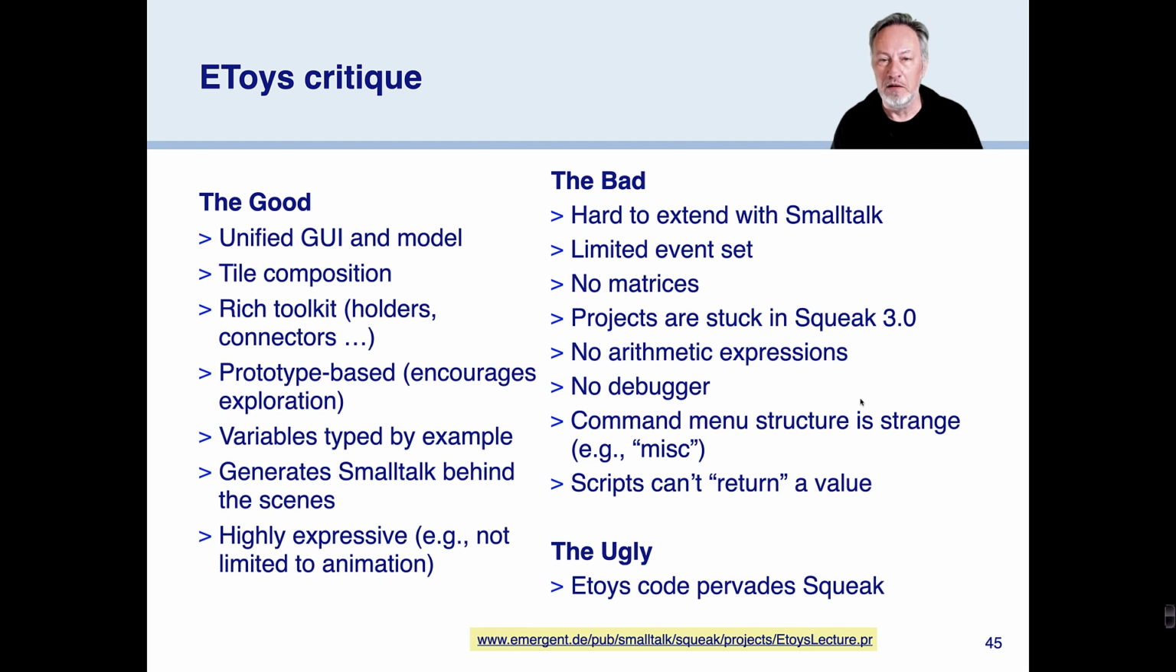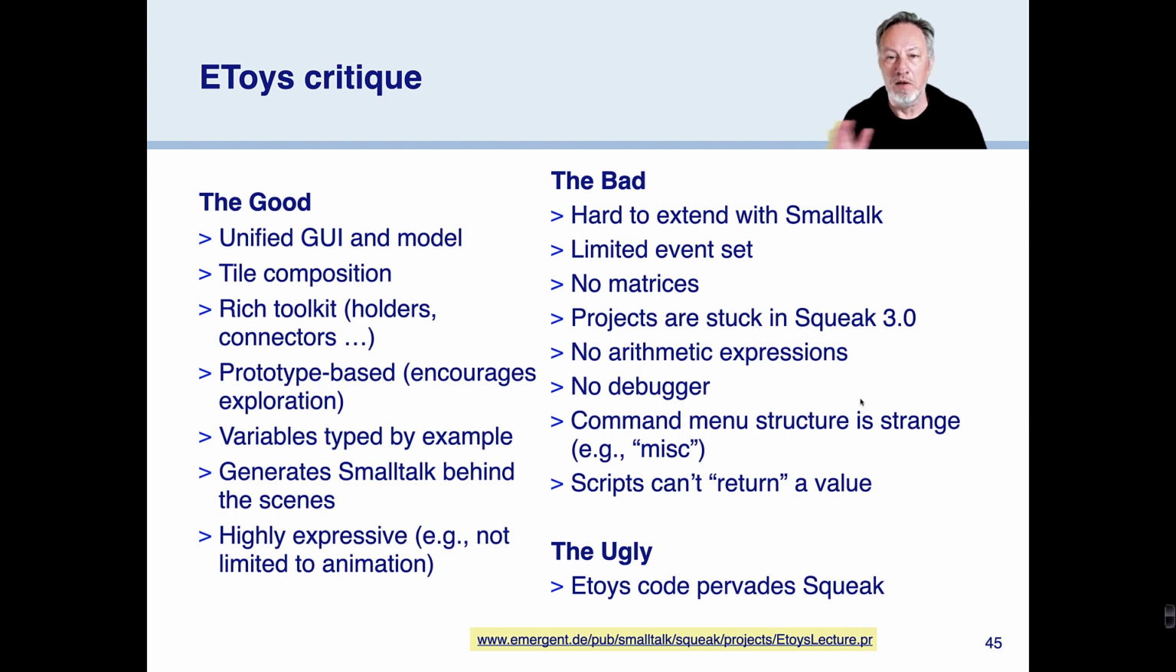There's a rich toolkit of existing components which you can reuse. And the prototype-based paradigm is very nice and encourages exploration. We have variables that are typed by example, booleans and strings and other values. And what we didn't talk about is that Smalltalk is generated behind the scenes. It's quite expressive, so you can do all sorts of things, not just animation. So the fact that you can build a fully fledged PetriNet interpreter is a good demonstration of the power of eToys.